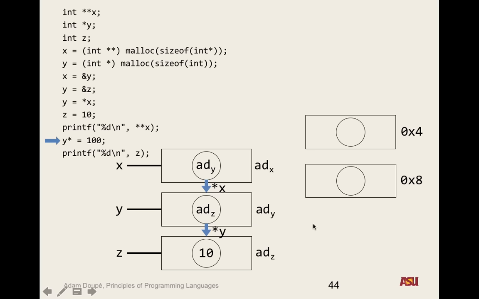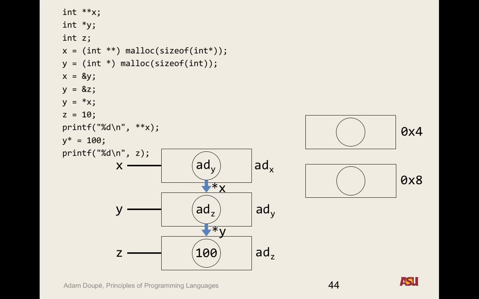Okay, when we set star y is equal to 100, where's 100 going to go? What is it going to replace? ABY? No. ABZ? No. 10? Yes. It's going to replace 10 here. And then when we print out z, what's this going to print out? 100. 100, exactly.